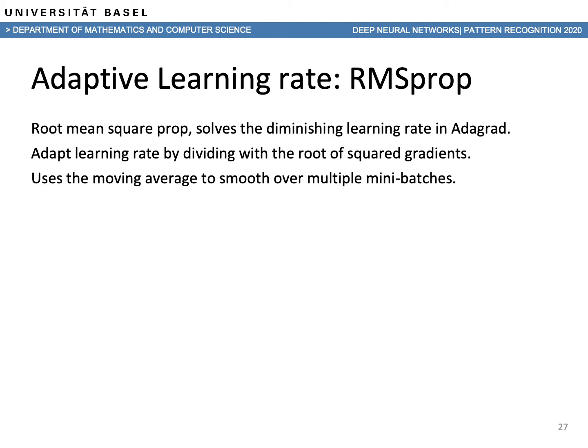A method that tries to get rid of the learning rate eventually going to 0 is RMSprop, root mean squared prop, which, as mentioned, solves the diminishing learning rate in Adagrad. The idea here is to adapt the learning rate by dividing by the root of squared gradients. Besides that, it uses a moving average to smooth over multiple mini-batches. Instead of just having one batch that it uses for smoothing the learning rate, it uses multiple.